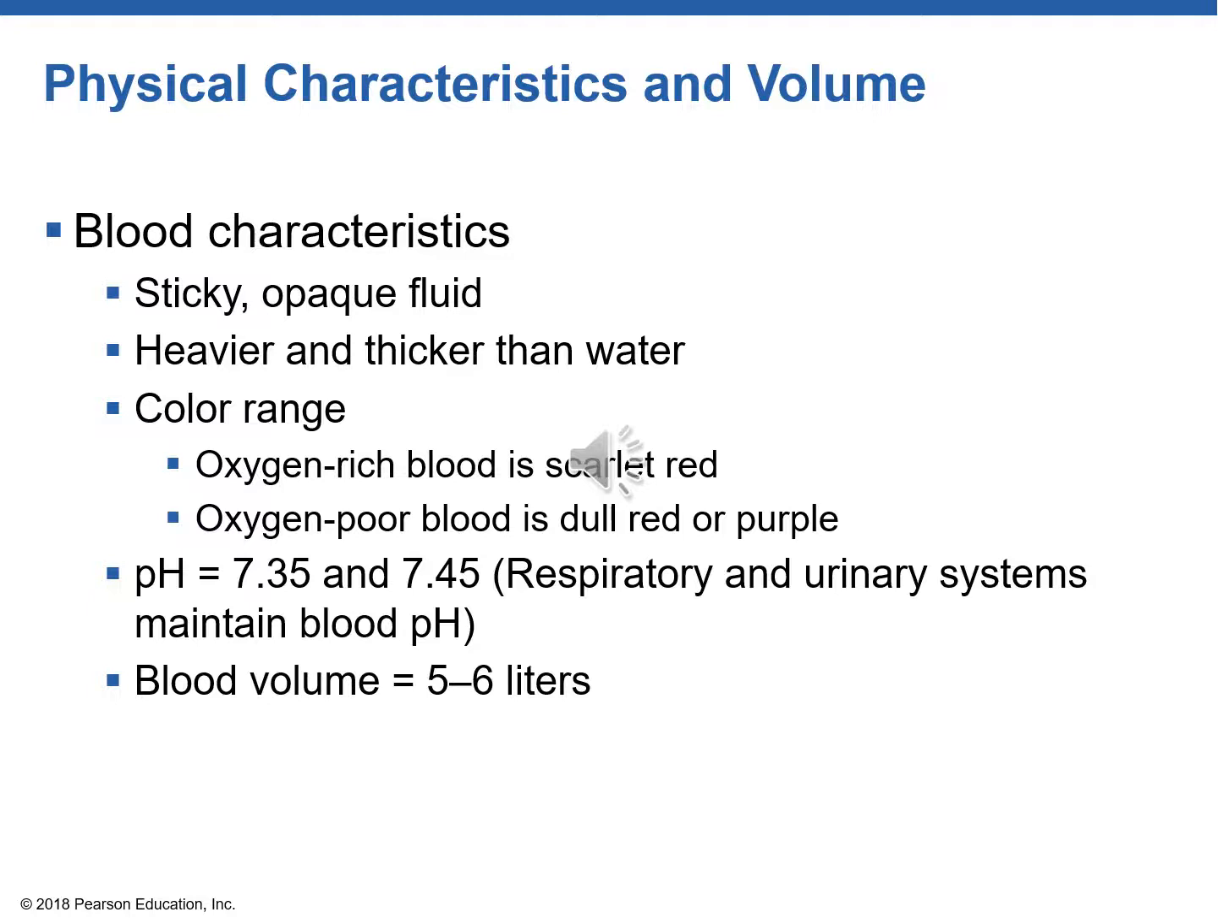We of course want to see that pH be between 7.35 and 7.45 ideally. We know that the respiratory and urinary systems and buffering systems are responsible for maintaining that. Our blood volume is around 5 to 6 liters normally in healthy individuals.